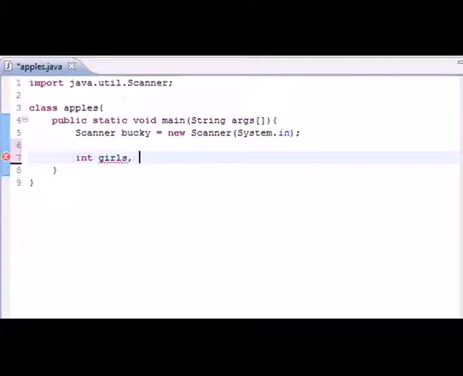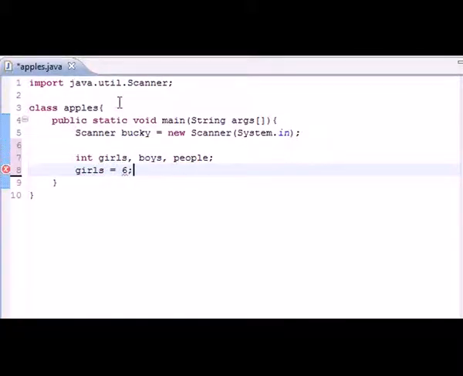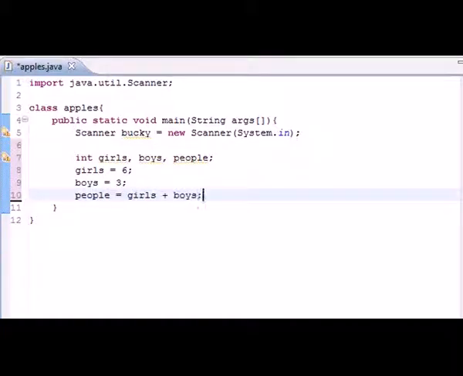Let's go ahead and make three variables: girls, boys, and people. Let's set these to some values. I'll start out by showing you all of the math operators. Girls equals 6, boys equals 3, and people equals girls plus boys. I showed you guys how to use this math operator in the last one, the plus sign, to get a simple sum. So now the sum of girls plus boys is stored in people.